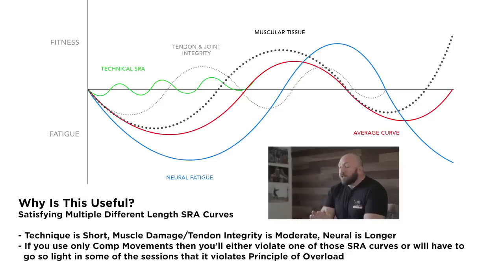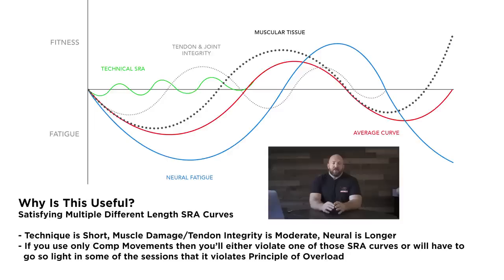So particularly your muscular and neural SRA curves are getting longer and longer. Technical SRA is also actually getting a little bit longer the stronger and more experienced you become, but generally not at the same rate. Though this is an example of the technical SRA curve getting a little bit longer, meaning you can have less frequent exposures to the lifts without your technique decaying.